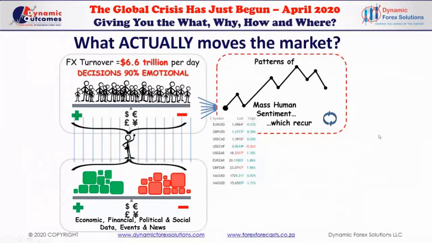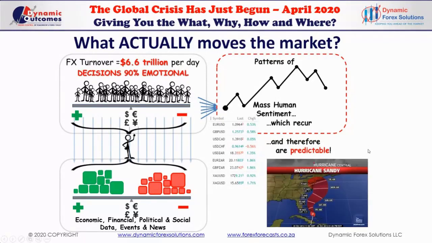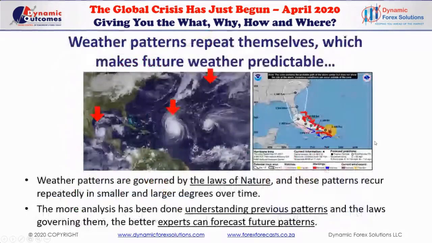That's our emotions. So because they recur, there is some predictability about that. If you've been on previous webinars, you would have seen this. It's similar to weather patterns. If we look at weather patterns, what we see here is three hurricanes heading towards the US, or here, one in the Gulf. These are weather patterns that are repeating themselves.